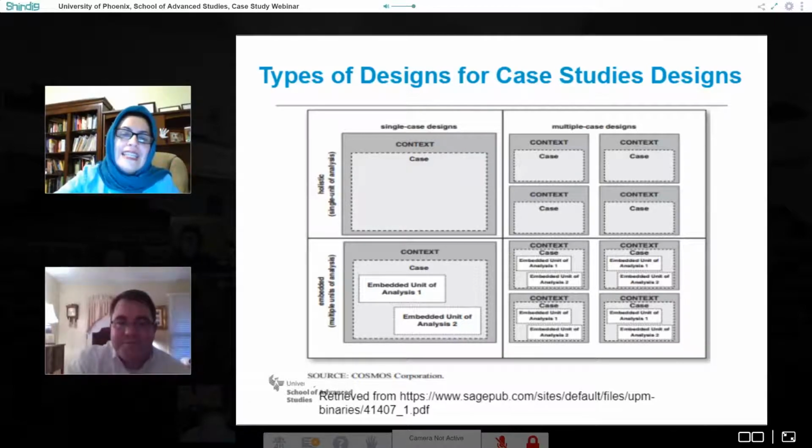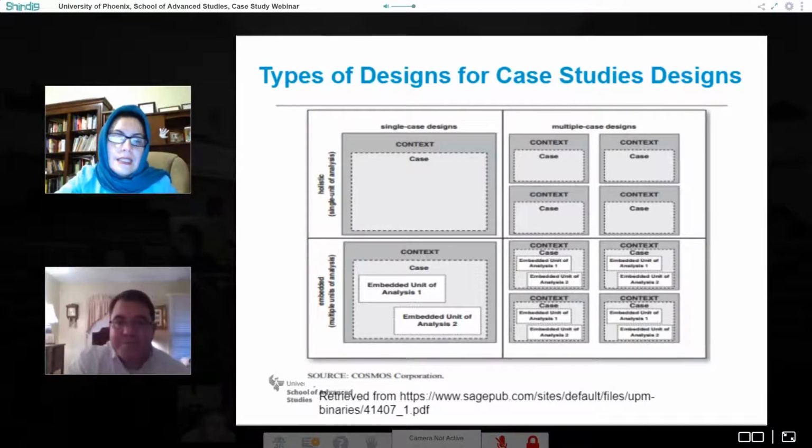So let's say that if the context is organization and the case that you are interested to learn is, let's go back to the example of staff promotion policy. Staff promotion policy is your case. And then the context is the organization. So you have one case, single case, and holistic.